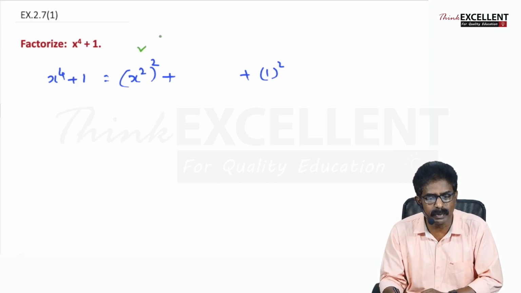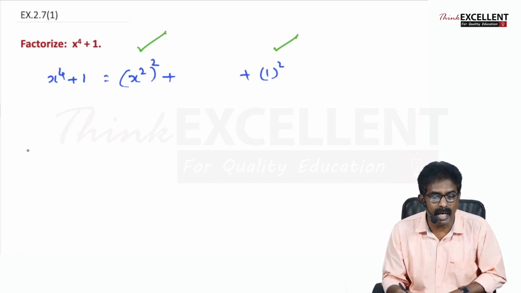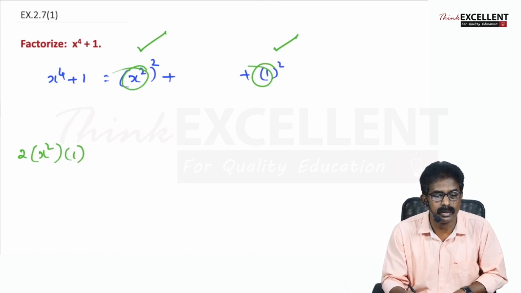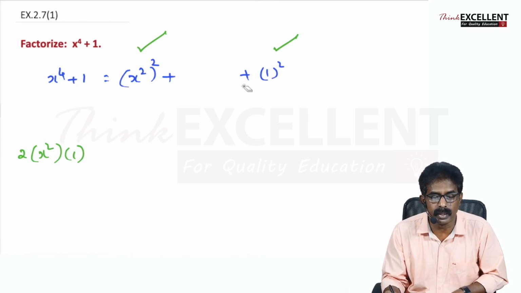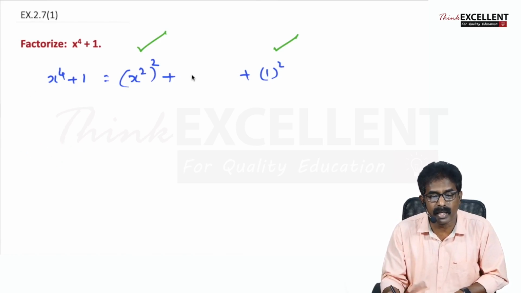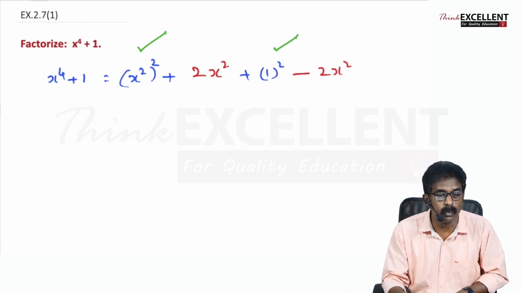So this is of the type a square, this is of the type b square. I want plus 2ab. I want plus 2 into a. What is a here? x square. Into b. What is b here? 1. This term extra I want, 2ab. So what do you get if you simplify this? 2 into x square into 1. What is that? 2x square, right? So I'm going to add 2x square. Adding 2x square, value should not be changed. So minus 2x square. Hope you understood the reason why.